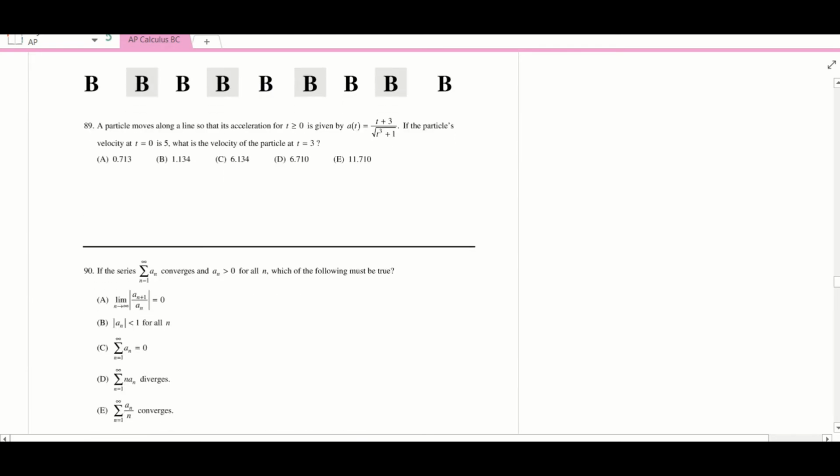A particle moves along a line so that its acceleration for t greater than 0 is given by this: the t plus 3 over the square root of t squared plus 1. If the particle's velocity at t equals 0 is 5, what is the velocity of the particle at t equals 3? Sorry.